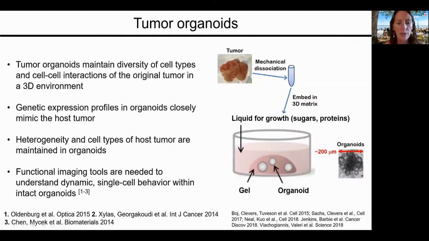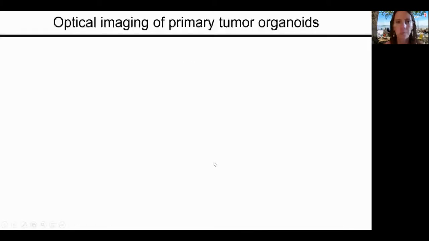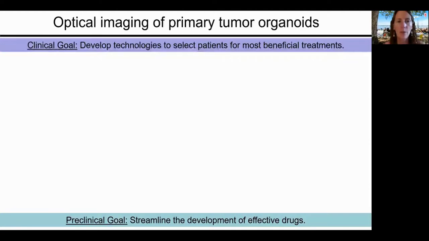And there are some other studies looking at functional imaging within these tumor organoids. And I'm happy to see this is a growing area of investigation, because I think it's a great way that we can contribute as imaging experts to this great need in oncology. So in my lab, we're trying to do things sort of on two ends of the spectrum. We're thinking about clinical impact.